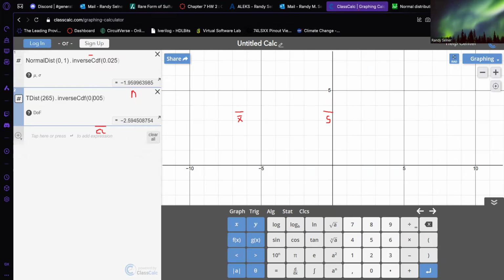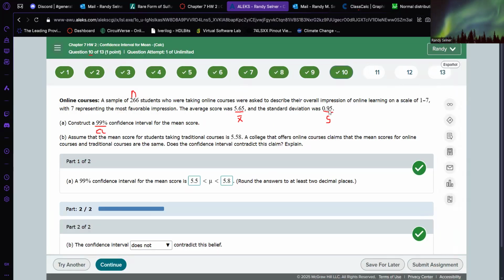Now, we have 2.5945. So we're going to do 2.9545 as our critical value, and we got that from the t-distribution. Now we multiply that by our standard deviation, 0.95 times 0.95. We get 2.806, but we need to divide this by the square root of 266, which is our sample size, sorry. We get 0.172.